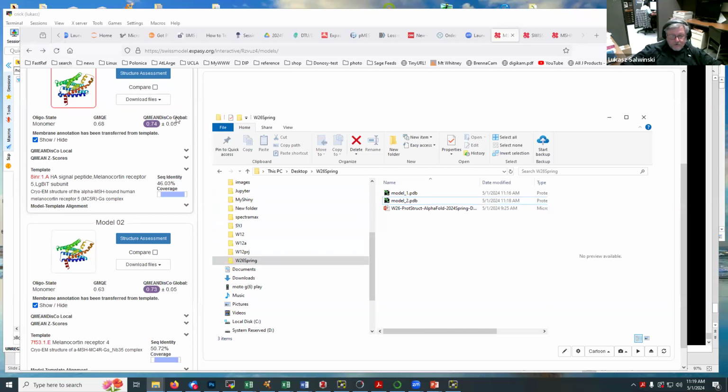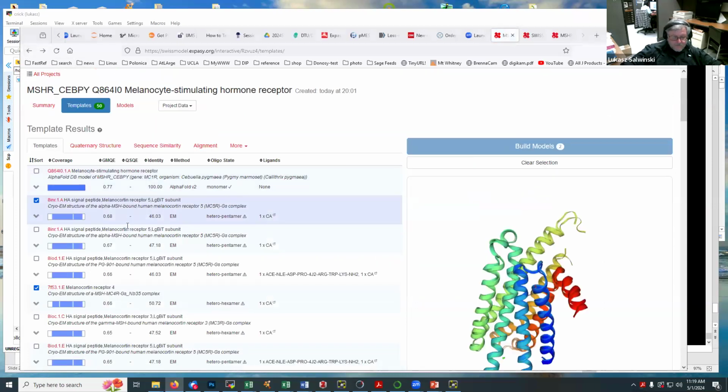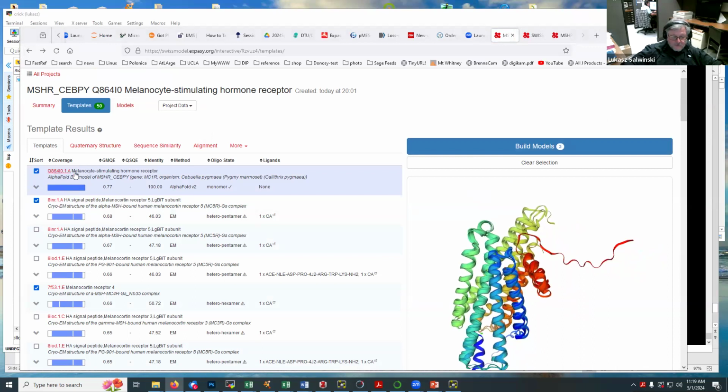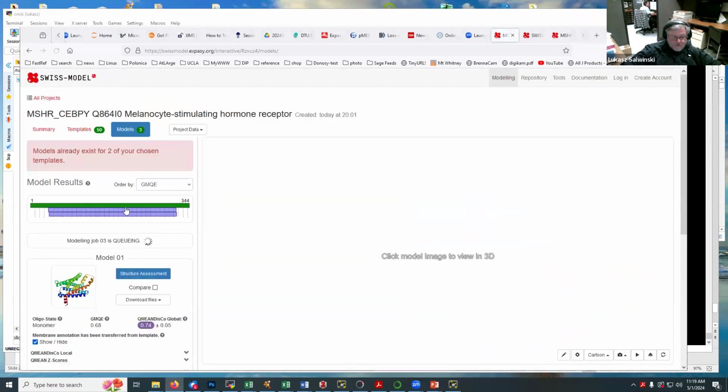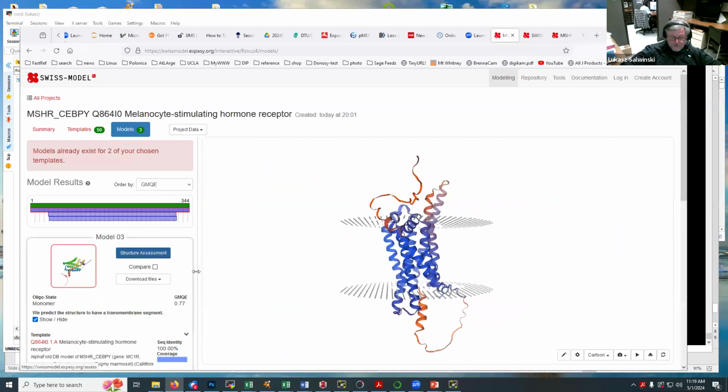Okay, and let's back off and try to add our AlphaFold prediction here. I don't think this model is going to do much to the AlphaFold model. So let's get this last one going. It shouldn't take long. Model 3.